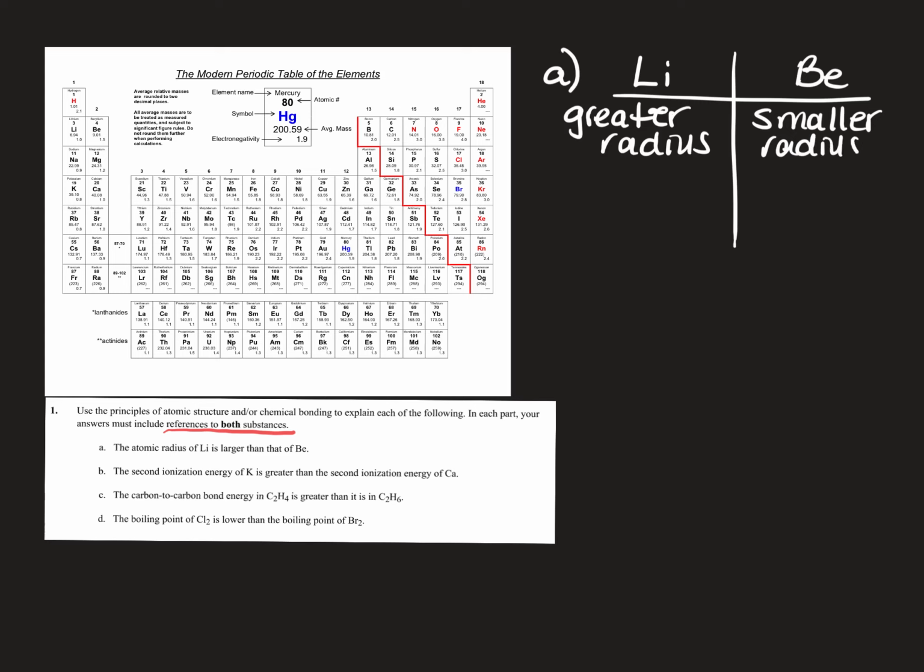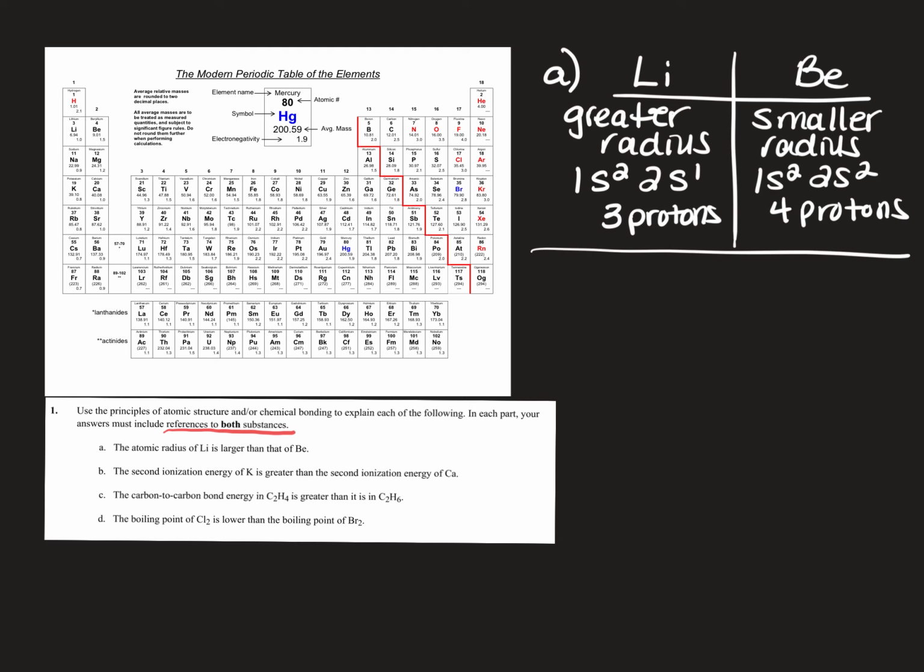Since it's going to be based on atomic structure or bonding, this one has to be atomic structure because we're talking about atoms. So if we look at the atomic structure for lithium, its configuration is 1s2, 2s1, and for beryllium, it's 1s2, 2s2. That's going to help you look at the size. And then we know that lithium has 3 protons, while beryllium has 4 protons. So if we're talking about which one is larger and smaller, then it should make sense that we're going to be talking about the effective nuclear charge.